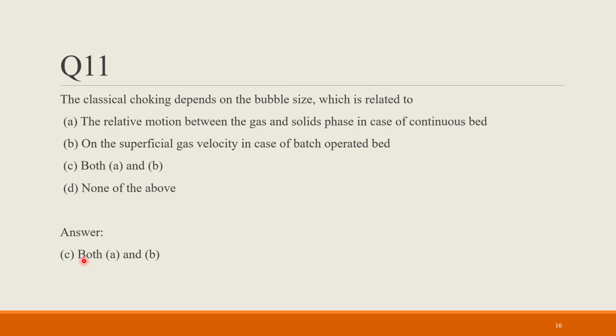So what are the three types of choking? Accumulative choking, blower or standpipe induced choking, and classical choking.